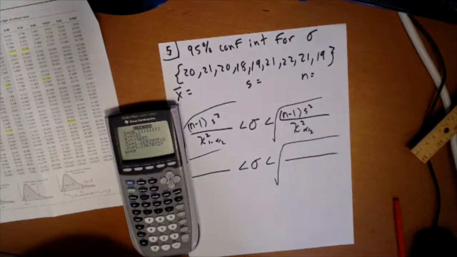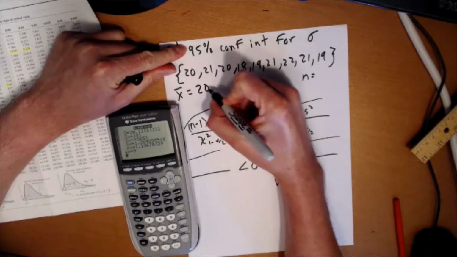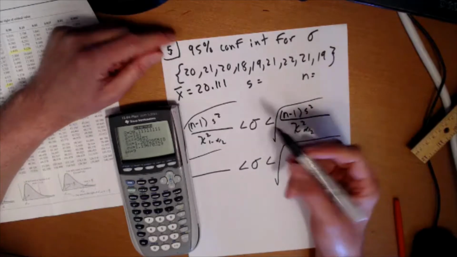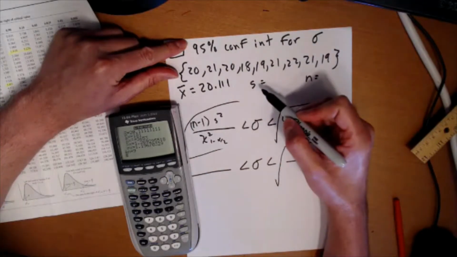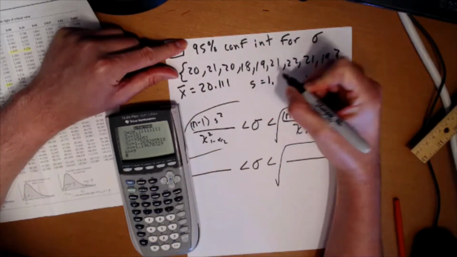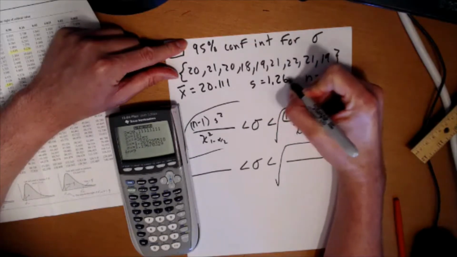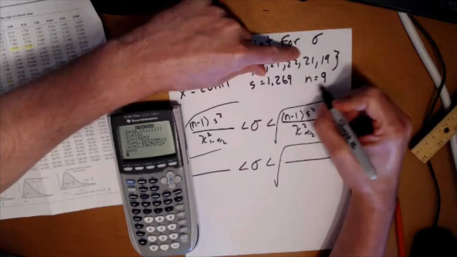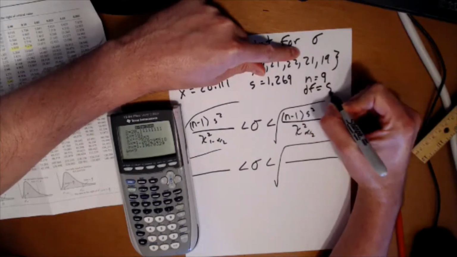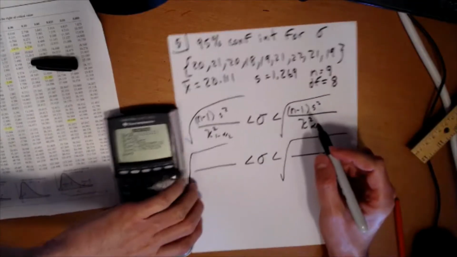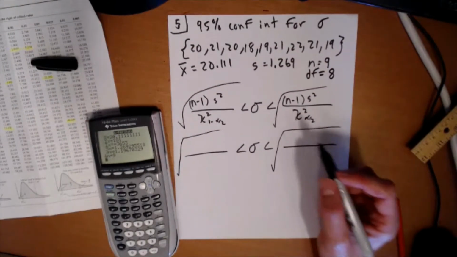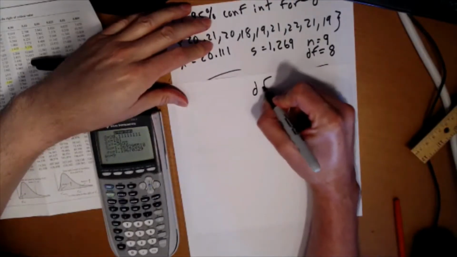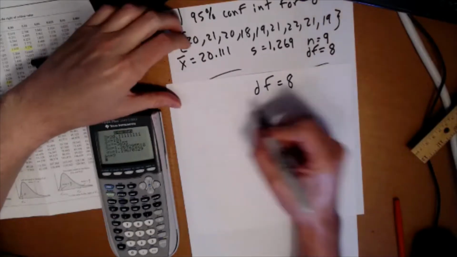Okay, X bar, 20.111. Oh, they don't even use X bar in this formula, so I didn't even need that. So you could just ignore that. S sub X, 1.269. It told me to round to the thousandths place. And sample size N was 9. So if N is 9, that means DF is 8, one less. So if I go to, let me sneak another piece of paper in here, DF 8, and they wanted 95% confidence.